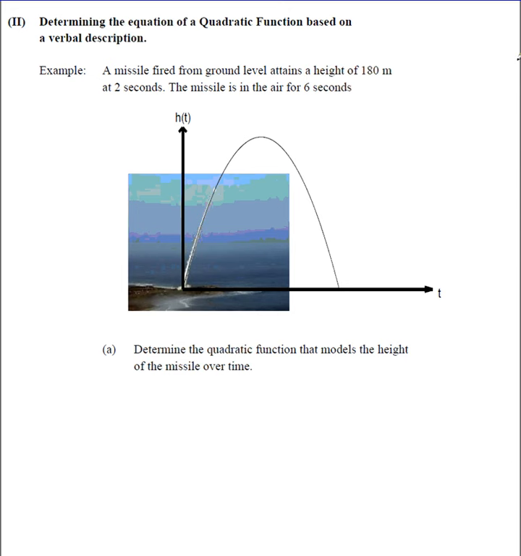Alright, now we're going to use what we've learned to solve a story problem. We're told a missile fired from ground level attains a height of 180 meters in 2 seconds. So 180 meters in 2 seconds. And the missile's in the air for 6 seconds. So we have a diagram of what's happening there, and we're going to put the information we know on the diagram.